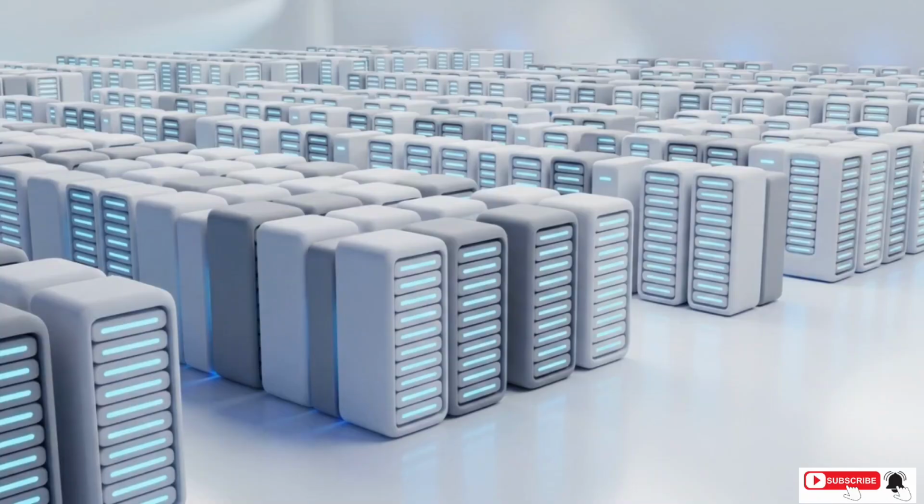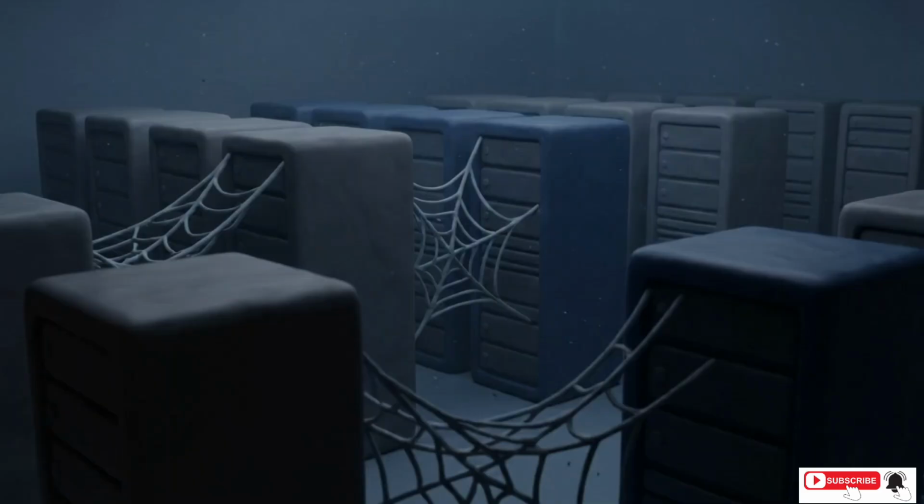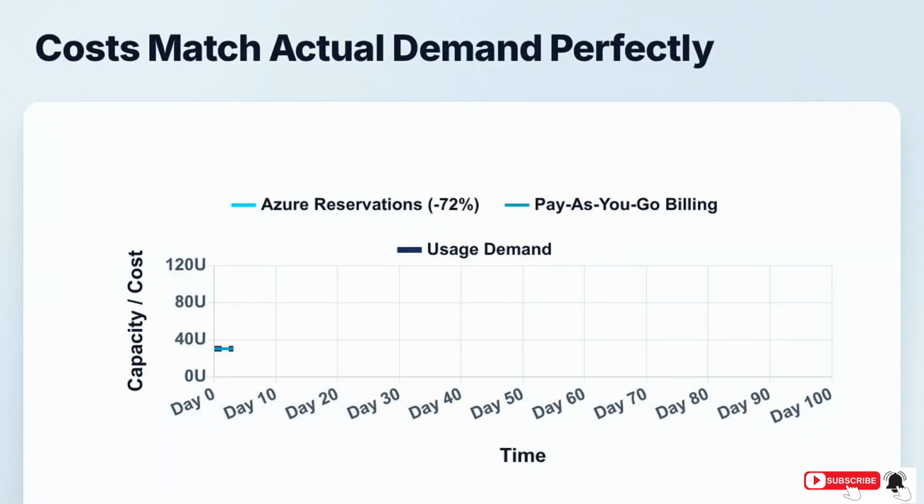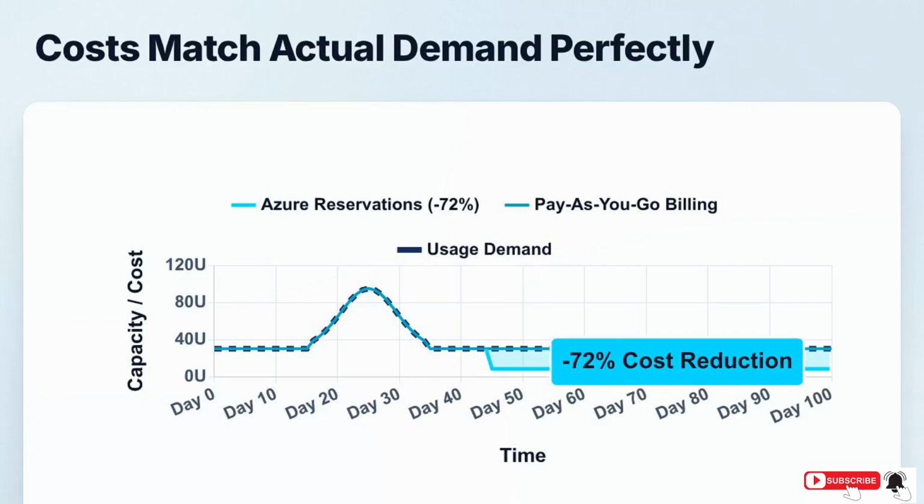In a traditional setup, they'd need to own enough servers to handle this specific crowd, even if those servers sat idle for the rest of the year. With the cloud, that billing line tracks the usage line perfectly. The company scales up their resources for the sale and scales them back down immediately after, ensuring they never pay for idle hardware. For workloads that are steady and predictable, you can use Azure Reservations.